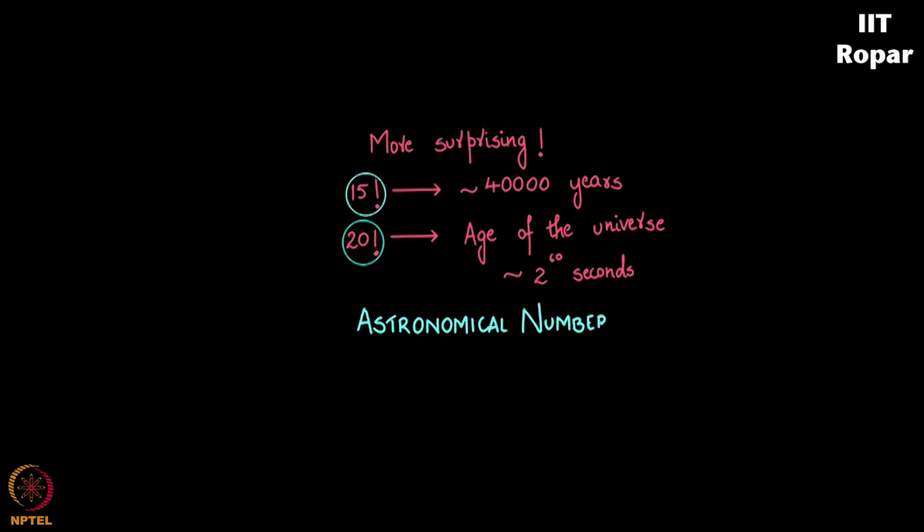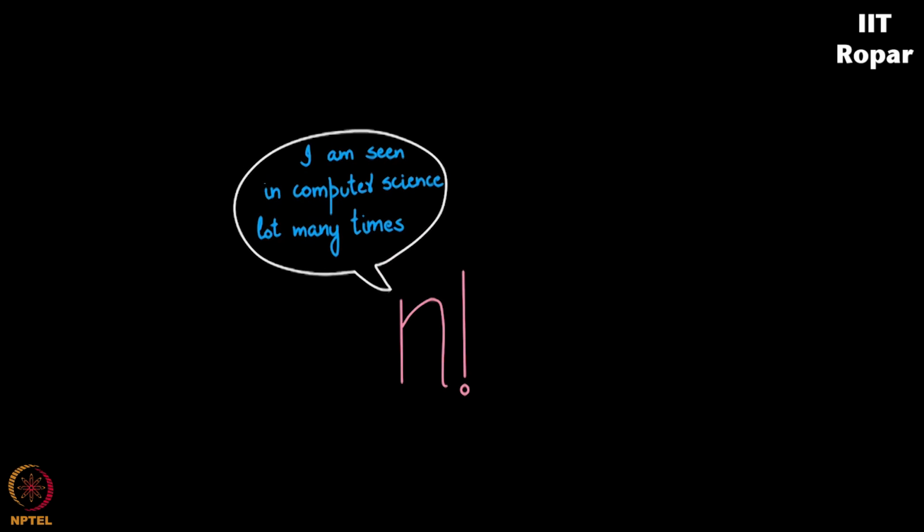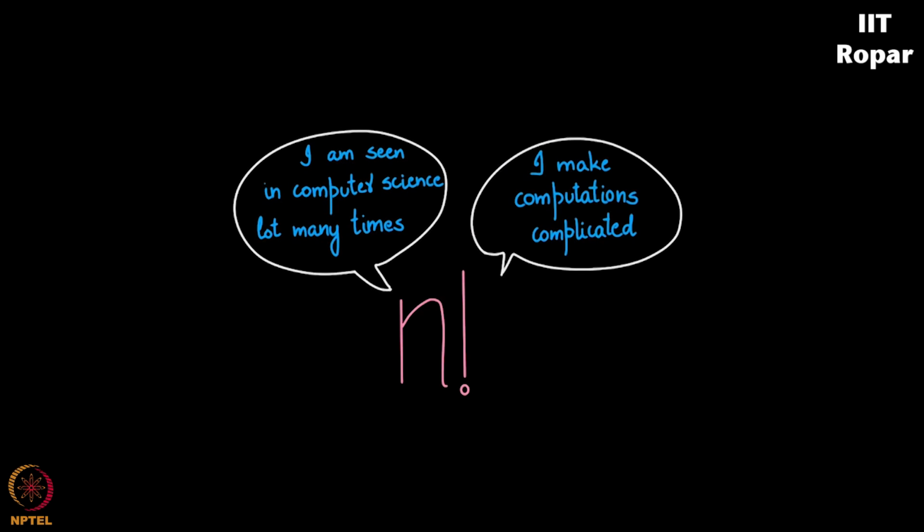In computer science, we encounter n factorial a whole lot. In fact, some computation involves factorial number of steps, and they are generally considered to be very hard or just not feasible, or we say we should not think of computer programs that take factorial number of steps simply because we can never achieve it for even inputs of smaller size.